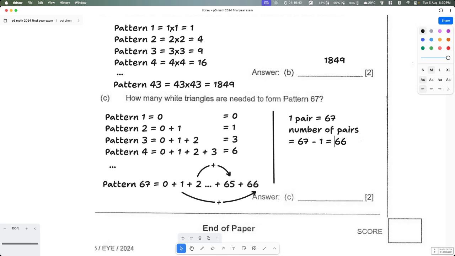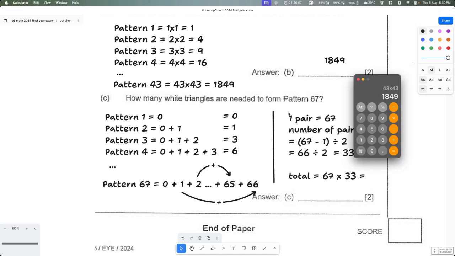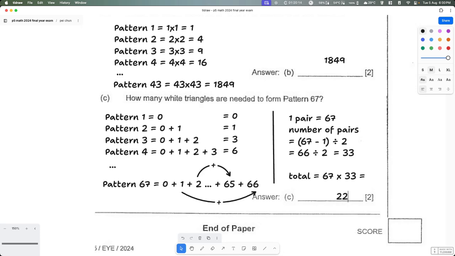So 67 minus 1, bracket, and then divide by 2. This is important. Divide by 2 will give us 33. So the total will be 67 multiplied by 33. What will this give us? Let's go to our calculator. 67 multiplied by 33 gives you 2211. So that's the answer, 2211.